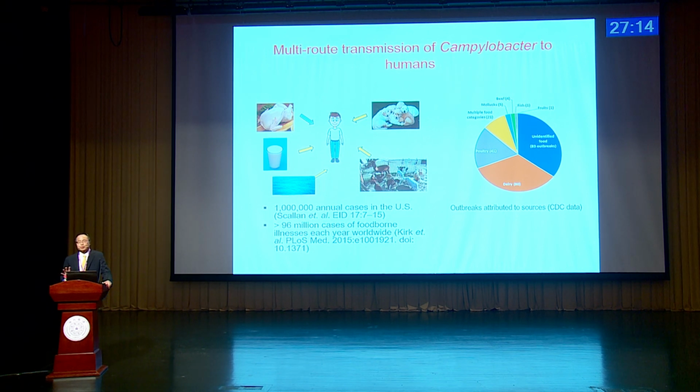Now, as a zoonotic pathogen, Campylobacter can get into humans by multiple routes: from contaminated meat, such as chicken meat, raw milk, contaminated water, petting zoos, and even companion animals, cats and dogs. In the US, the annual cases are actually more than estimated by CDC. Worldwide, more than 96 million cases of Campylobacter infection are reported.